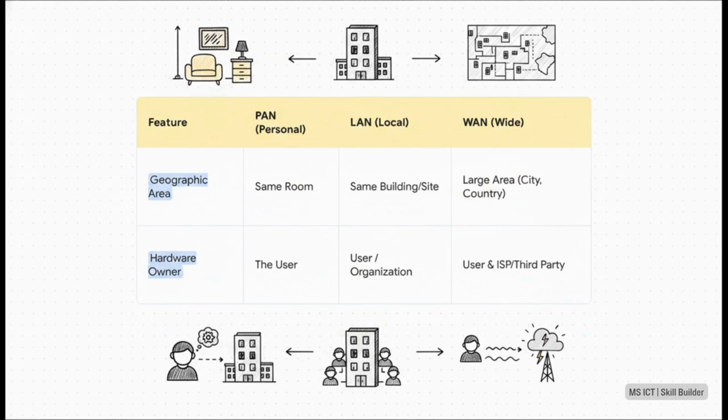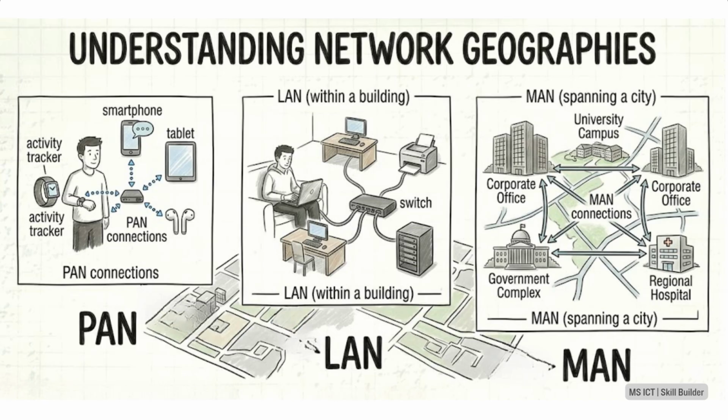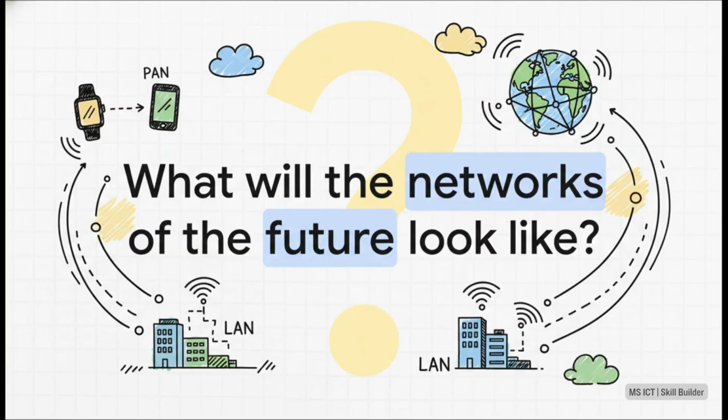So there you have it. From the PAN connecting your watch to the LAN in your home, all the way to the global WAN that we call the Internet. These are the essential layers of our connected world. Each layer builds right on top of the last one, creating the digital universe we all live in. It really makes you wonder, doesn't it? As billions more devices come online, what will the next great leap in networking even look like?